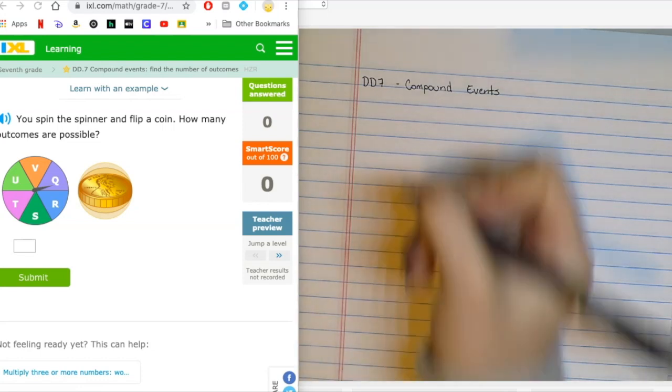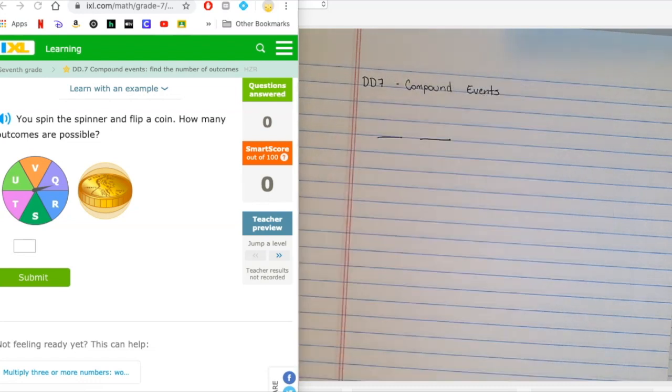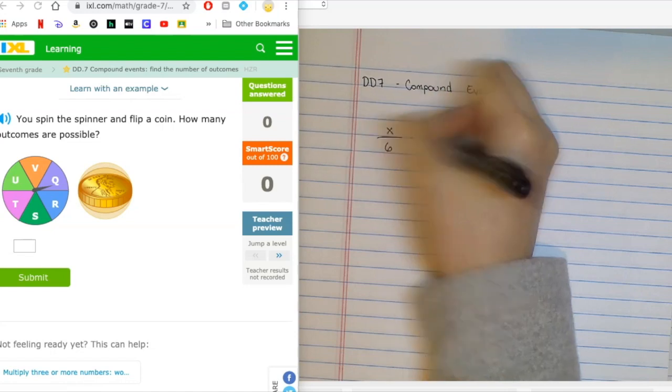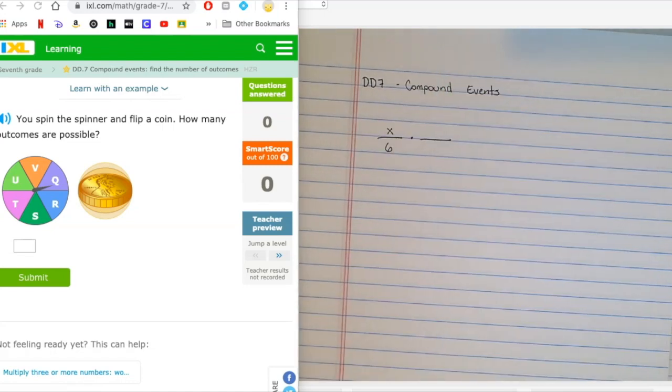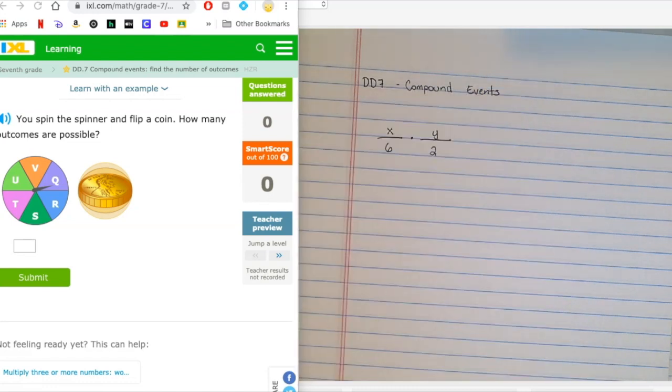So we have the bottom of an outcome fraction. On the spinner, it looks like there are 6 letters. So we would have a desired outcome x over 6, and then for the coin toss you would have a desired outcome like y over 2, because you could get either heads or tails. Now the desired outcomes are not given in this case, we're just looking for how many possible outcomes there actually are.